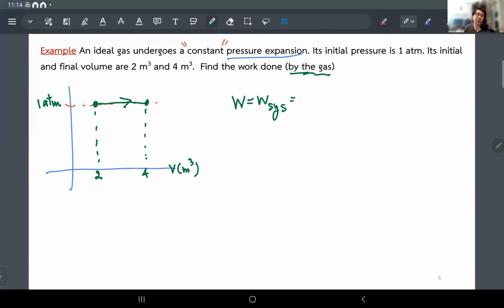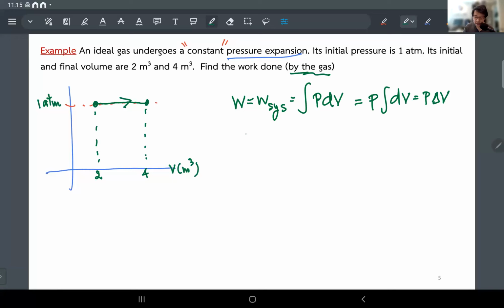Okay, I don't want to say stick with the formula. Stick with our understanding. Work is an integral PdV. Because this is an easy case, the pressure is constant, I can pull the pressure out. All you have to do is P delta V. So for the constant pressure process, the work done by the system is just P delta V.